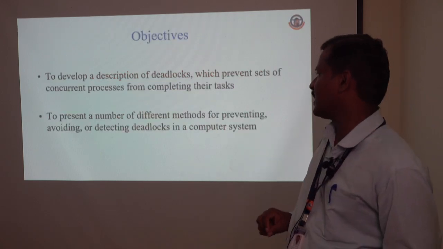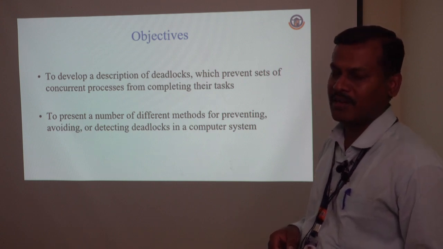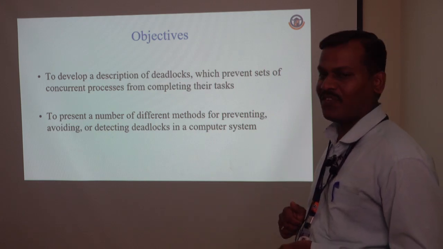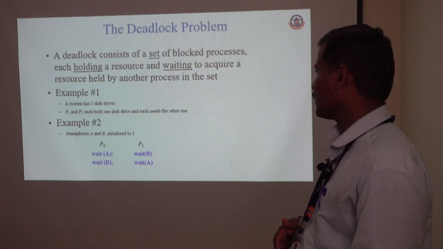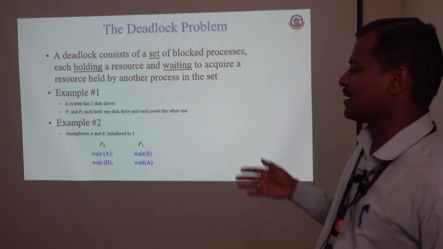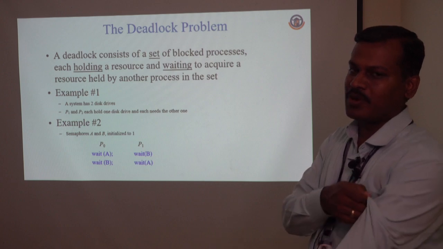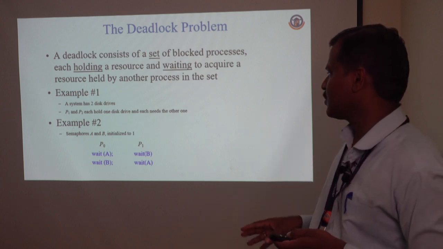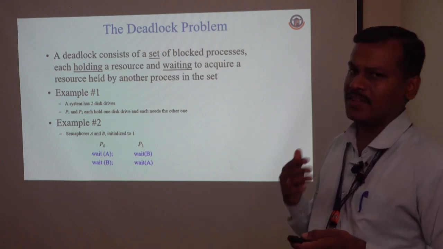Here, to prevent a set of concurrent processes from completing the task, we have to complete the task without delay. What are the different methods for preventing, avoiding or detecting a deadlock in a computer system? First we have to know what deadlock means. You can see the example: a system having two disk drives, with a P1 process and a P2 process. Both processes hold one disk drive and each needs the other one.